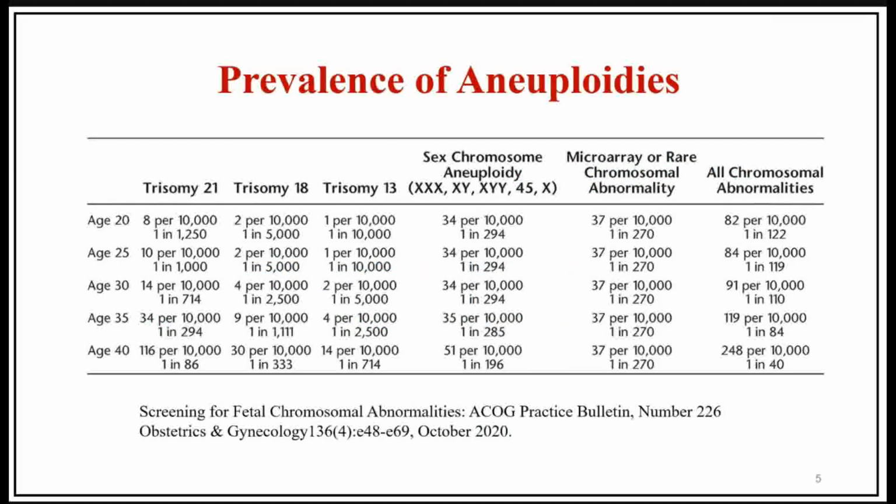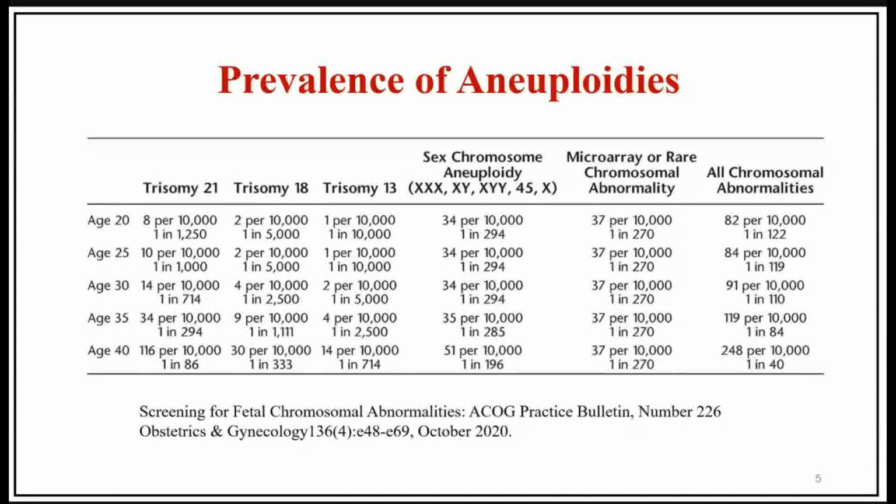And now let us see the prevalence of aneuploidies. Here, we can see that with advanced maternal age, the incidence and prevalence increase. So for trisomy 21, at the age of 20 years, the risk in the fetus is 1 in 1250, while at the age of 40 years, it is 1 in 86. It is the most important and most prevalent trisomy, followed by trisomy 18, which is about 1 in 333 at the age of 40 years.